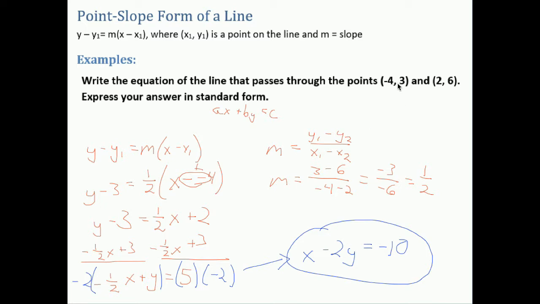You could always check this by plugging in these values to see if they work. You don't have to, but let's just real quick think through this. If you put negative 4 in here for x, minus 2 times our y value, which is 3, that does equal negative 10, because negative 4 minus 6 is negative 10. Same thing with these. You could plug those in.